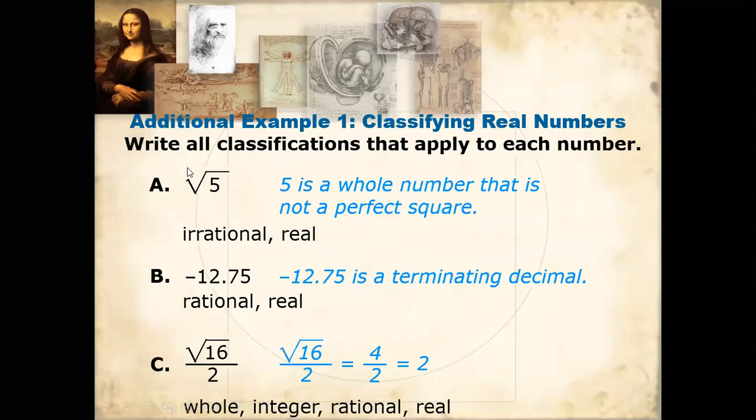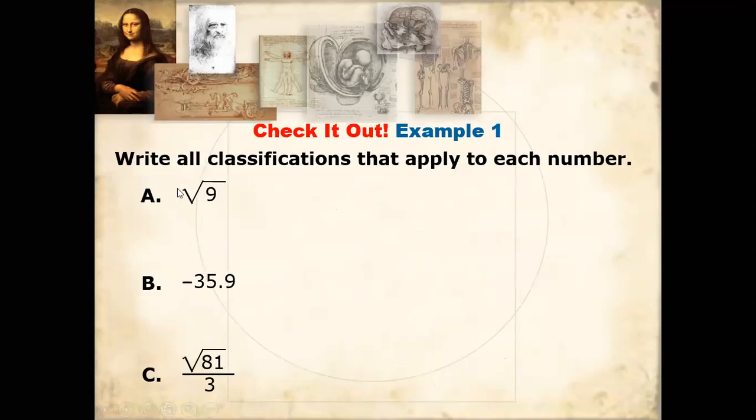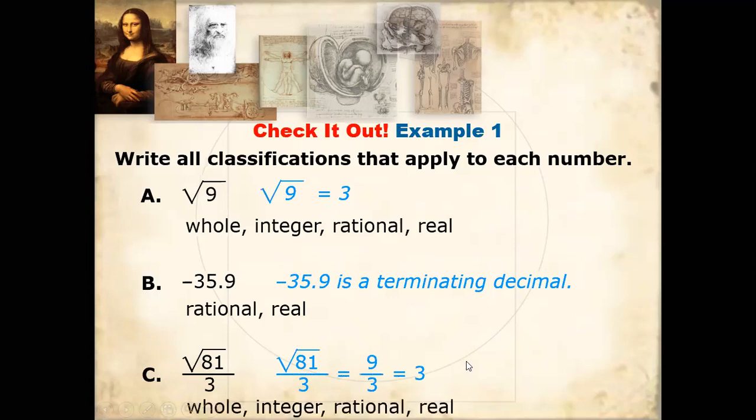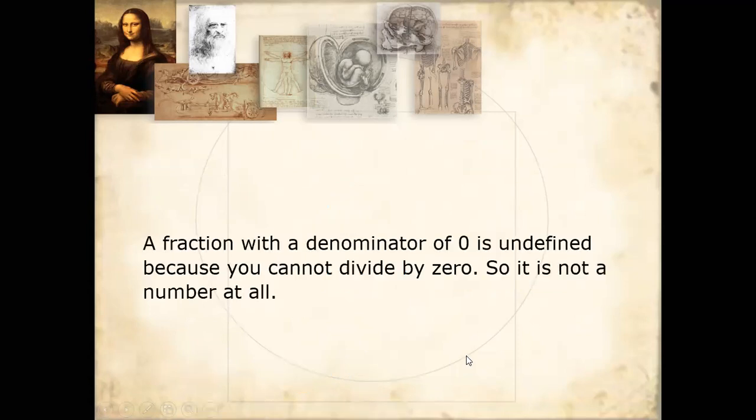Is that clear? To classify a number, we have to determine all the sets which the number belongs to. Another question, square root of 9. The answer will be 3. So how will you classify it? 3 is whole, integer, rational, and real. The next one is a terminating decimal, so it will be rational and real. Then 9 over 3 equals 3, which means it will be whole, integer, rational, and real.